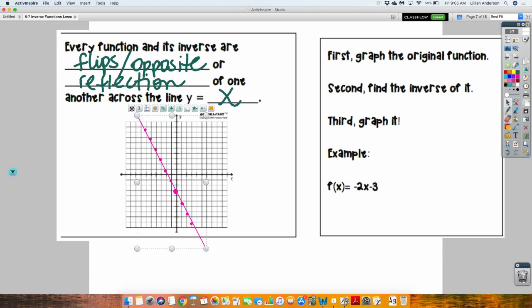I'm just being extra right now. I apologize. Okay. We got our graph?